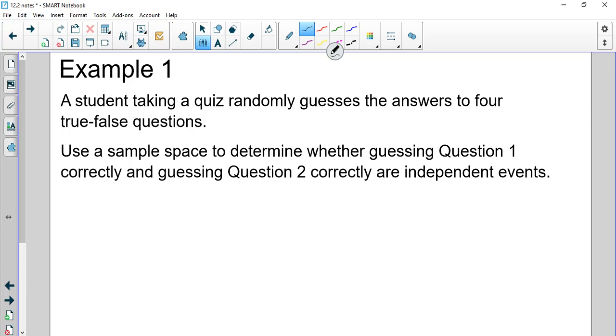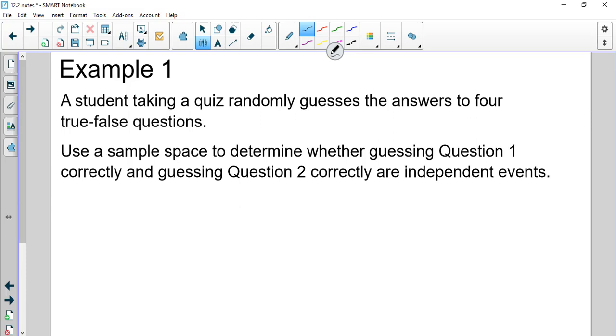So correct on question 1, and count those up. Go through the chart and look how many times question 1 was correct and how many times question 2 was correct. Look at that real quickly, hit pause right now, look at that, and then come back.